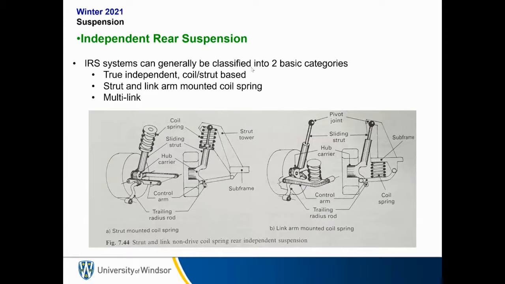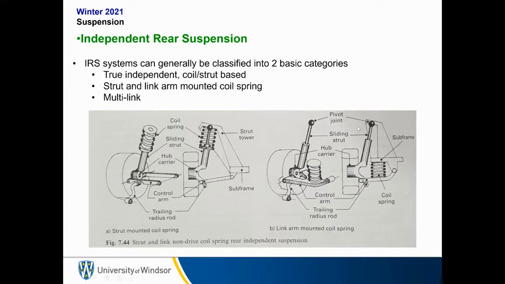Or they can be a true independent coil strut based. The one way to do it is strut and link arm mounted coil spring. So this is kind of like a McPherson where we only have two pivot points and the spring and damper are kind of a single unit that are then connected directly to the body. Then there is the more advanced, which again, same as the front, we have a true multi-link rear suspension where we have multiple links connecting the vehicle.